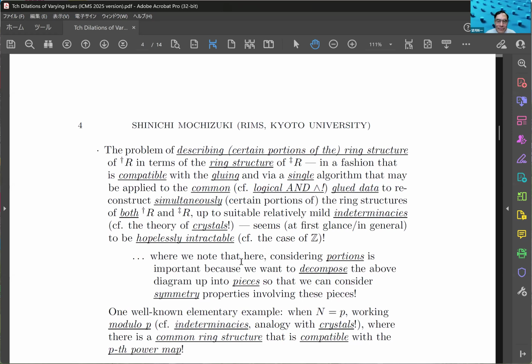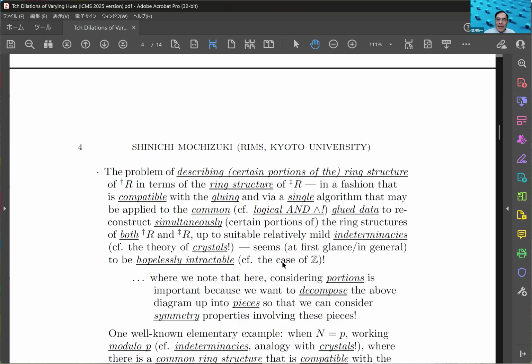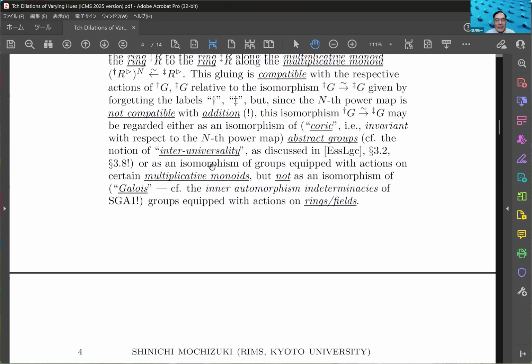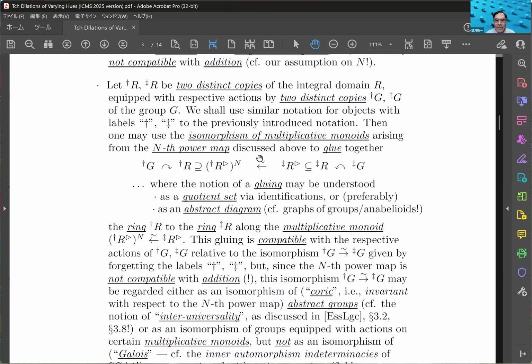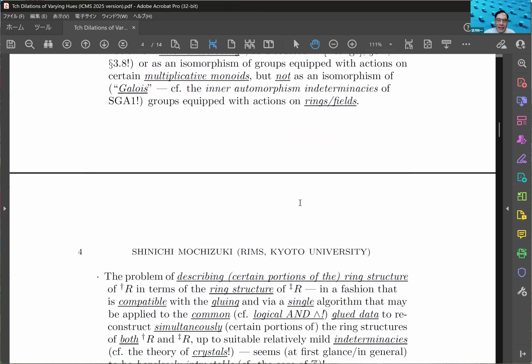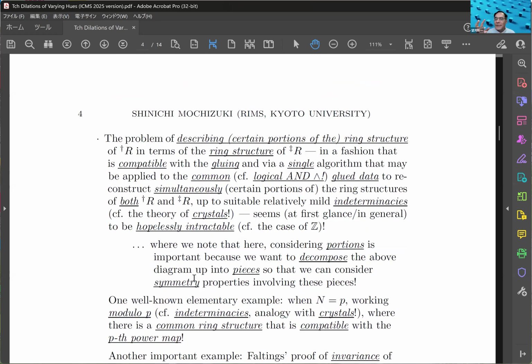And so one important point here is that it's important to distinguish these two copies of G that appear, because one wants to decompose this diagram, this gluing diagram, into pieces. So one has, for instance, the common glued together portion, and then the portion on the left-hand side, the portion on the right-hand side. And one wants to consider, for instance, symmetry properties that allow you to interchange the left and right-hand sides.